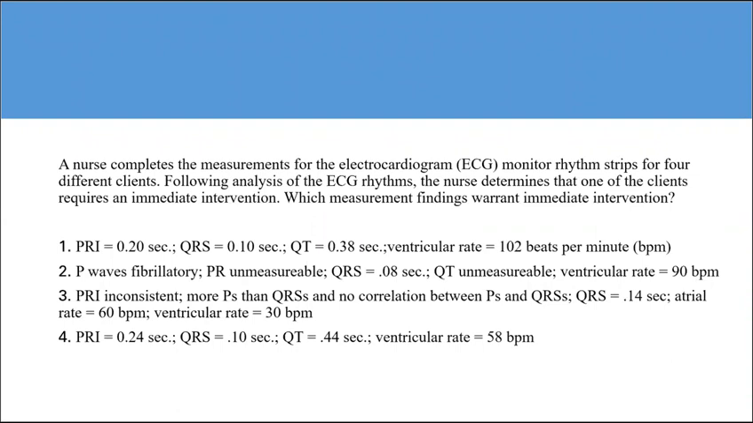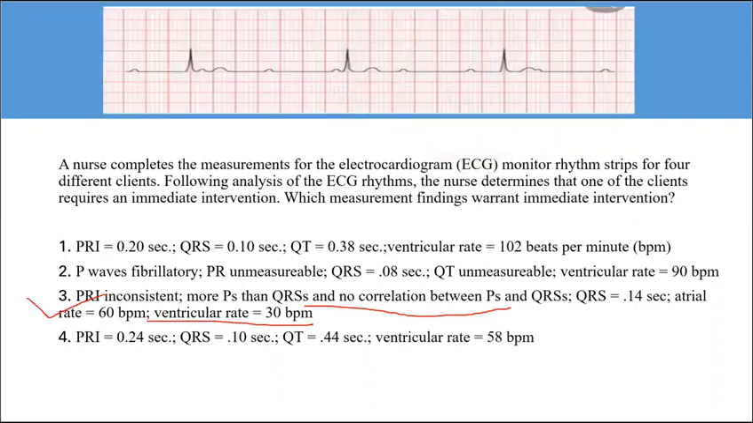A nurse completes the measurements for the ECG for 4 different clients. Following analysis, the nurse determines that one of these clients requires an immediate intervention. I'm already thinking, which is the most life-threatening? Remember, that's your focus on the Nclex, safety. So I look at all of this rhythm and I'm concerned because I see there's no correlation between P waves and the QRS complexes. I see a very, very slow ventricular rate, which will affect my cardiac output. So this would be most concerning. So we're probably dealing with a complete heart block with this patient.